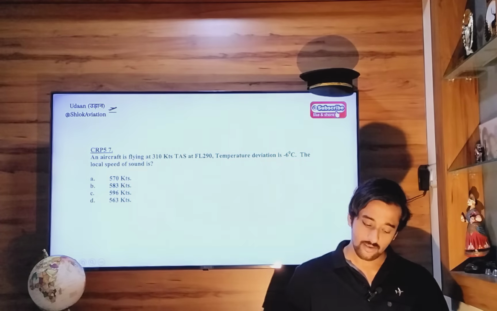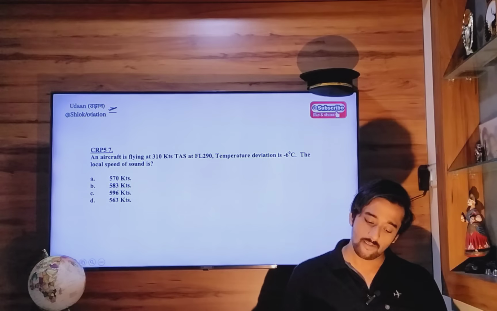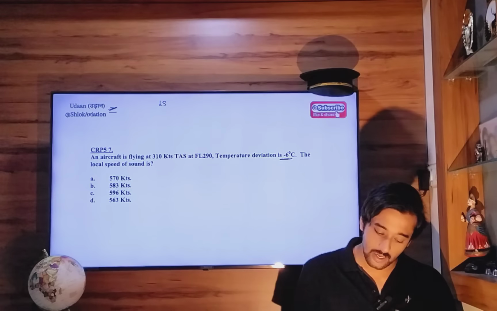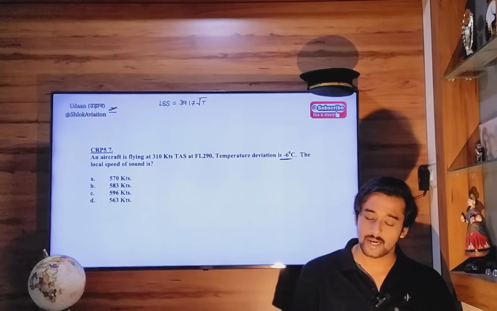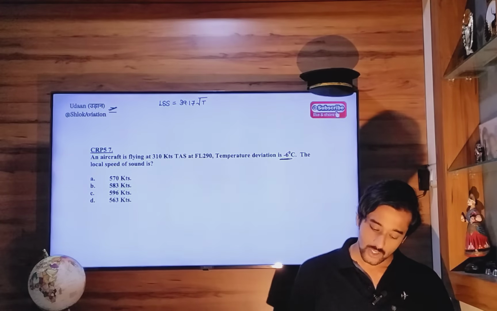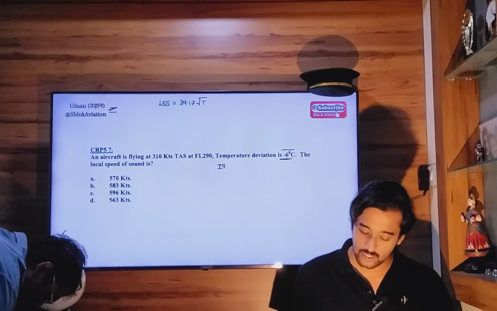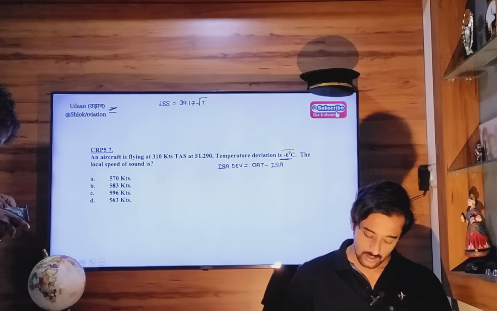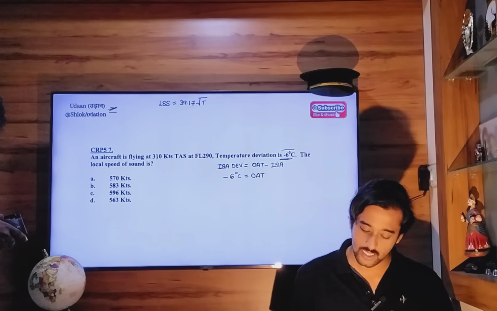Question 7. Aircraft is flying at 310 knots true airspeed, 29,000 feet, temperature deviation minus 6. What is the local speed of sound? Local speed of sound again is 39.17 square root of outside air temperature in Kelvin. We do not know the outside air temperature. What we do know is that ISA deviation equals outside air temperature minus ISA temperature. So minus 6 equals outside air temperature minus ISA.